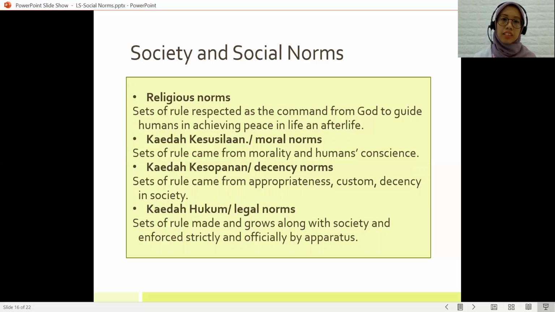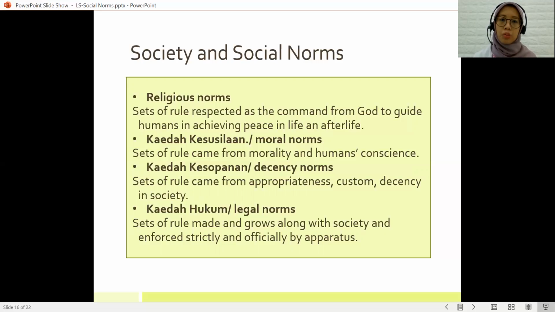Next is decency norm. It's regarding appropriateness, custom, decency in society. For instance, it is so important to address seniors or lecturers using the correct prefix. Or as a junior, you have to say hello first instead of waiting for your senior to say so. So that is decency norms.